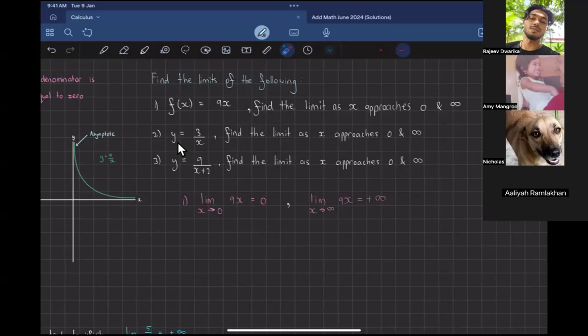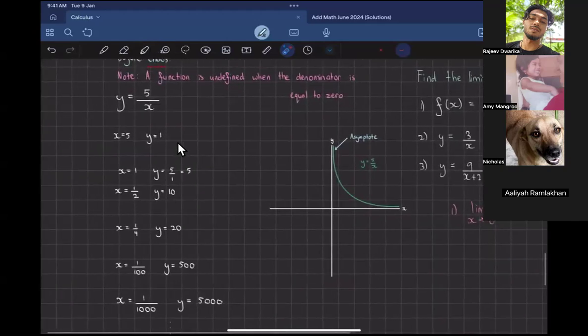Nicholas, let me look at question two. You're saying that 3 over x, if the x value is approaching zero, the final answer will approach zero. Let me think about that for a moment, and let me look at this example here. We had 5 over x.